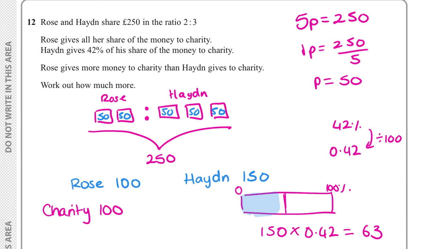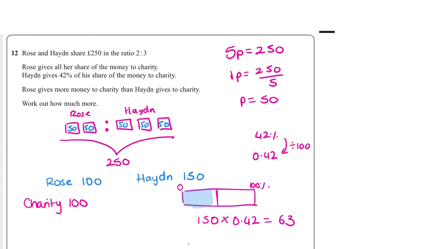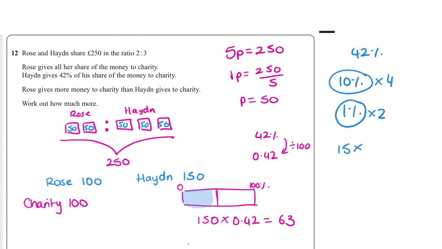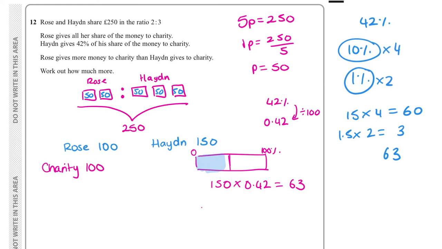Now, for those of you who didn't use the multiplier method and worked out 42% by finding 10% and 1%: you found 10% and times it by 4 to get 40, and 1% times 2 to get 2%. 10% of 150 is 15, so 15 times 4 is 60. 1% is 1.5, times 2 to get the 2% is 3. 60 plus 3 is 63. So again, another method that's completely acceptable. So how much did he give to charity? 63. So Hayden gave 63 to charity.